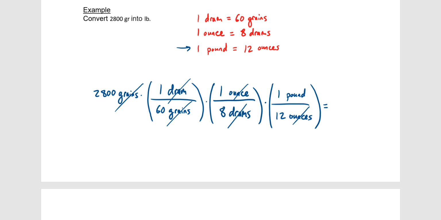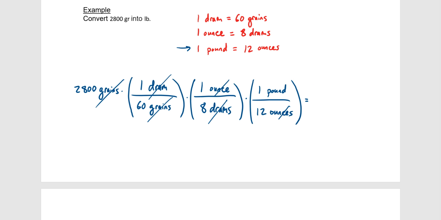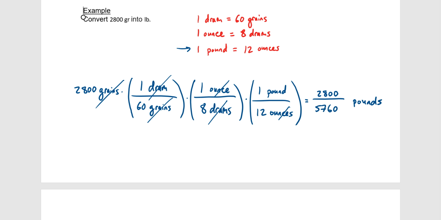So when we're multiplying these together, we have to be a little bit careful. So notice that all of the numerators, other than the original, are 1. So it's going to be 2,800 times 1 times 1 times 1, which is just 2,800. That whole entire denominator, though, we have to multiply that together first. If we multiply the denominators 60 times 8 times 12, we end up getting 5,760. Our units are going to be pounds. You could do this in one step if you want. You just have to be careful. And dividing those, we end up getting 0.5 pounds. Okay, so that's our final answer here. So 2,800 grains equals a half pound or 0.5 pounds.